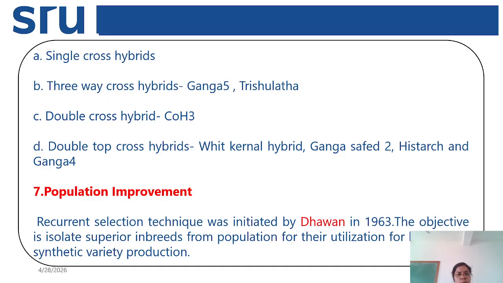Next is population improvement. The population improvement method is nothing but a recurrent selection technique which was initiated by Darwin in 1963 in maize. The main aim of this population improvement is to isolate the superior inbreds from the population for hybrid and synthetic variety production.